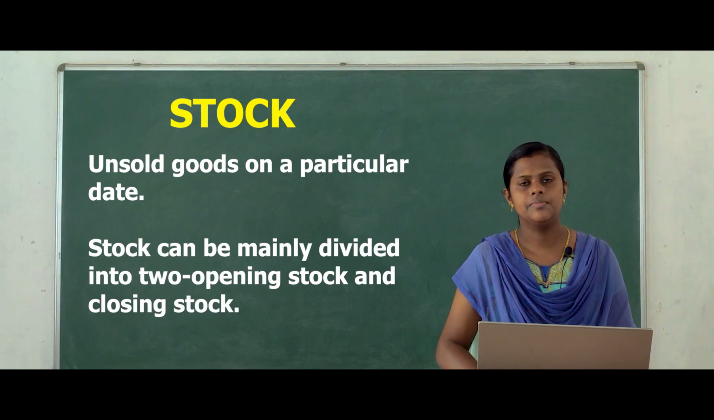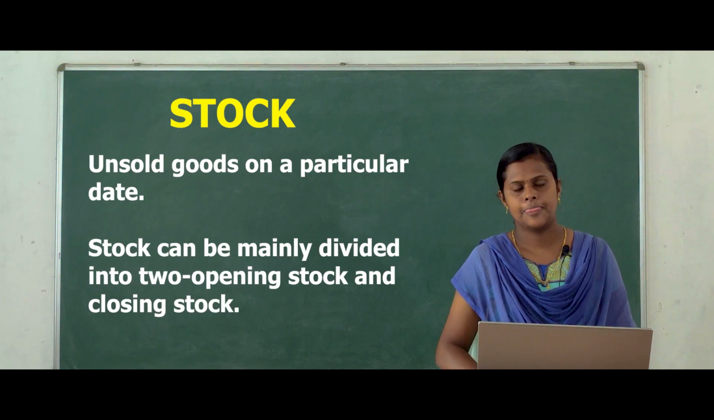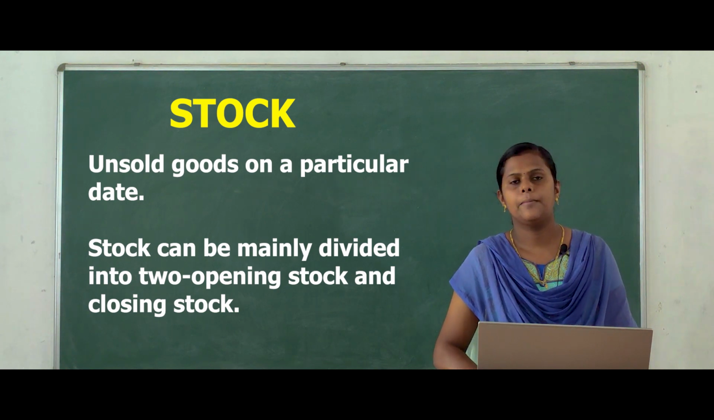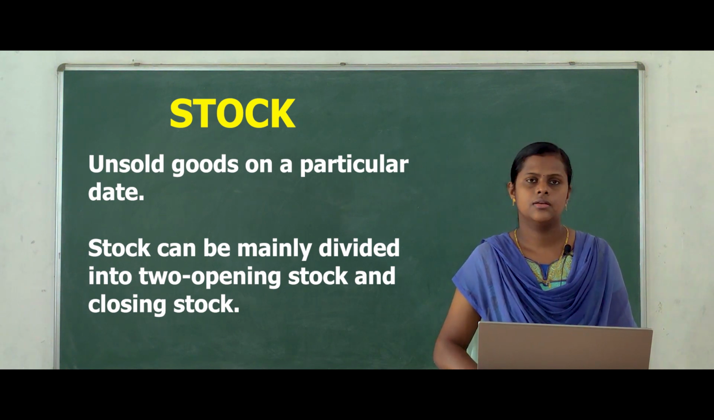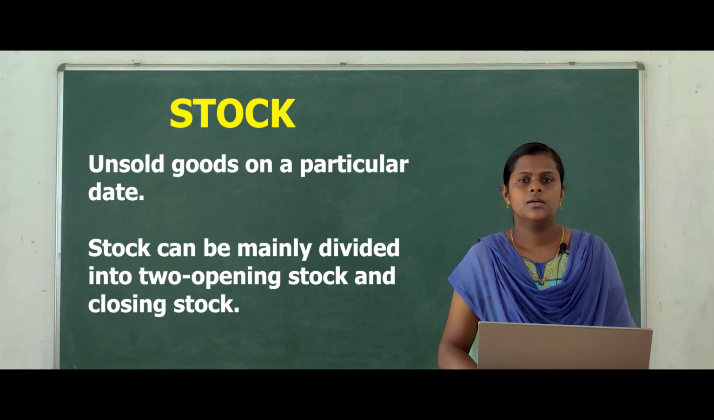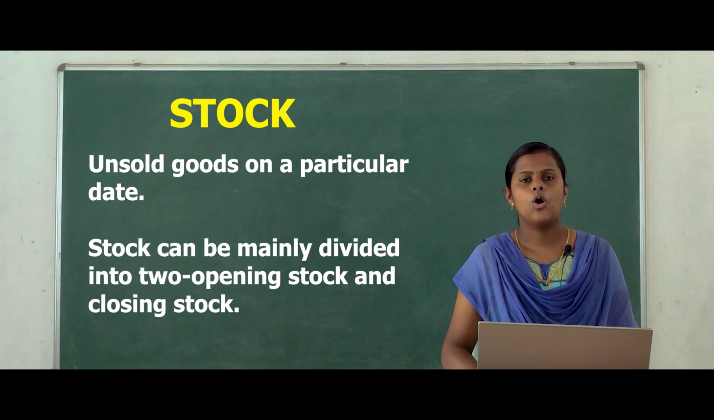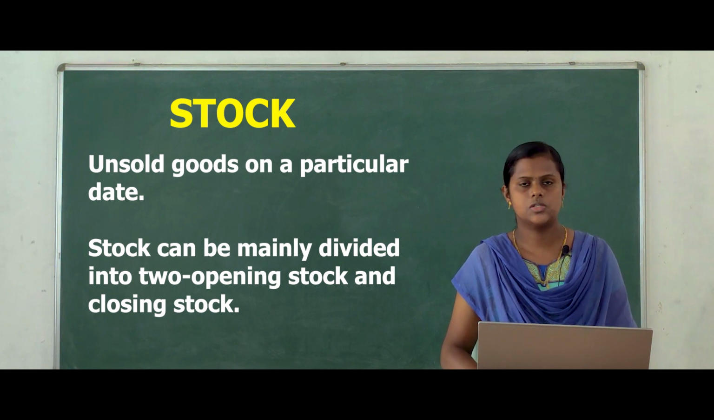The last term, that is stock. Stock means the group of unsold goods on a particular date. It is the group of unsold goods. Unsold goods means the goods which are not sold. Stock can be mainly divided into two, that is opening stock and closing stock.